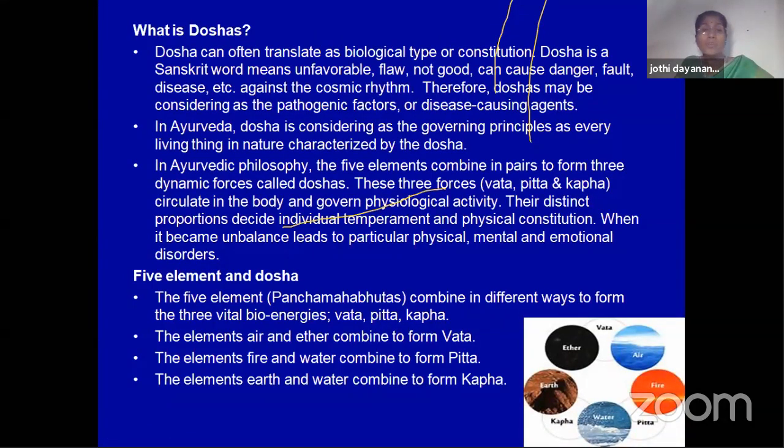In Ayurveda philosophy, the five elements combine in pairs to form three dynamic forces called dosha. The three, vata, pitta, kapha, circulate in our body and govern the physiological activities of the human body. So, there are distinct proportions.